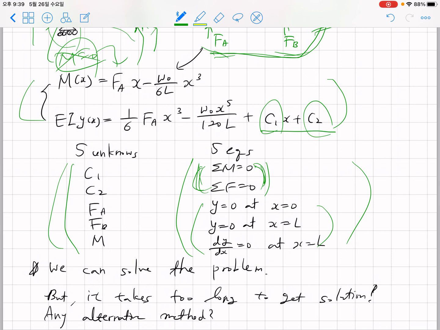So as an alternative, today what I'm going to tell you is, instead of this typical classical way of solving the problem based on the equations and boundary conditions, another method, which is the superposition method.